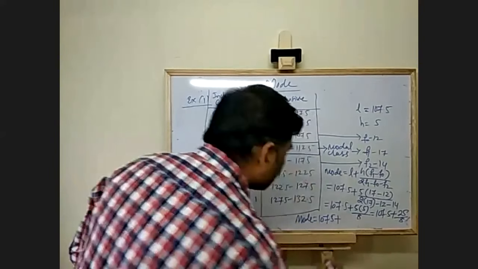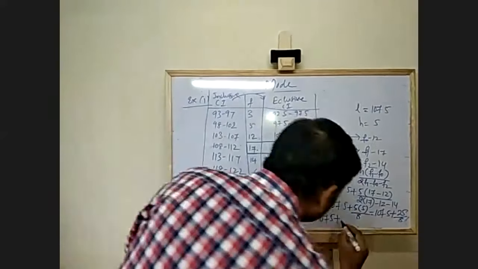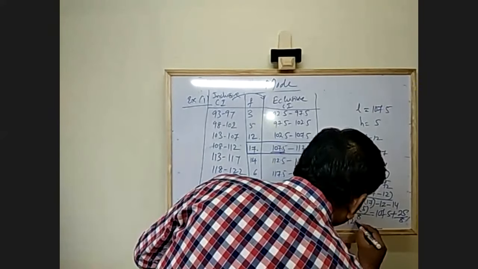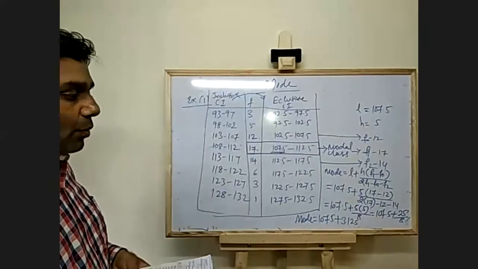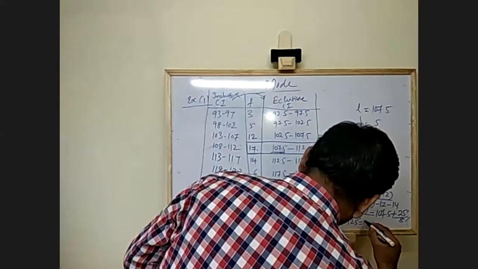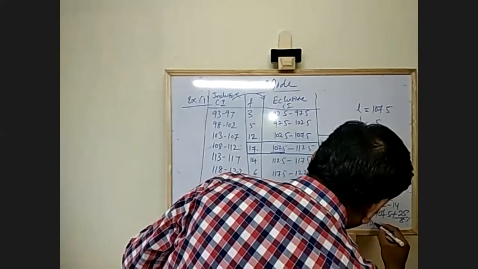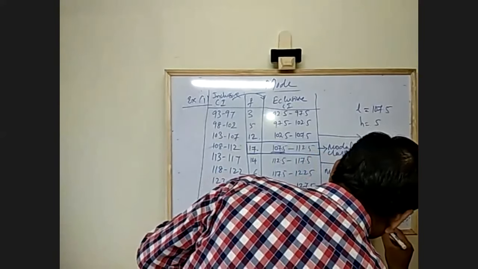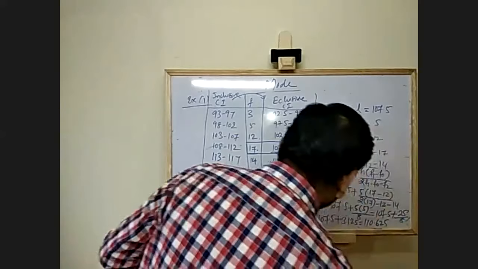So value of mode is equal to 107.5 plus 3.125, which is equal to 110.625. This is your mode.